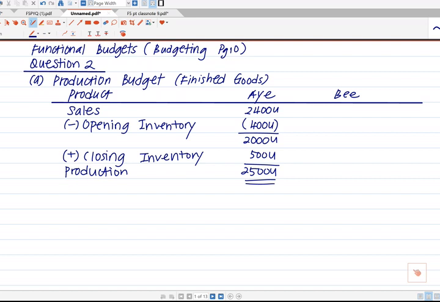Can you try for the product B? Remember, our production is going to be the finished goods. So you try the product B. What about product B? How many quantity?